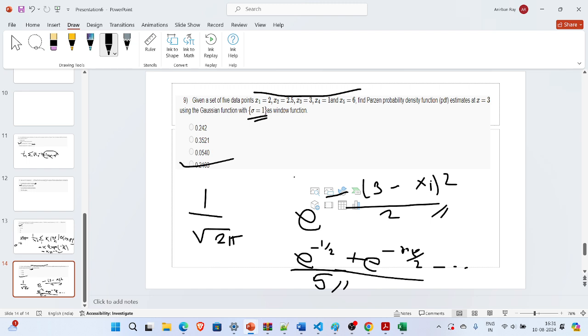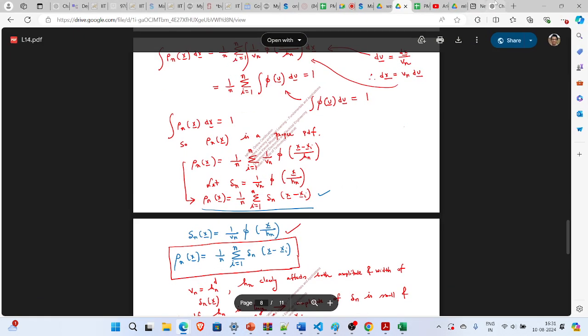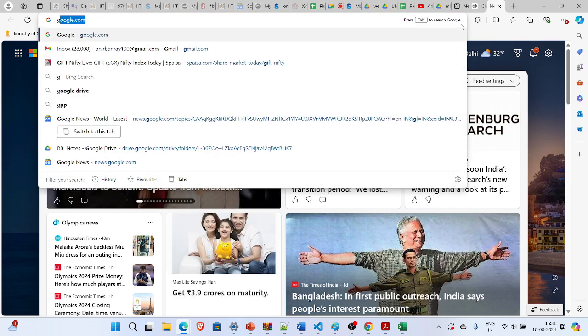Sir, first one will be e to the power minus... within the bracket, minus xi here is 2. So 3 minus 2 will be 1, na? So it will be divided by 2. Acha, acha. Okay, so e to the power minus half. You have to just use the general Gaussian form. Yeah. Sorry, sorry.